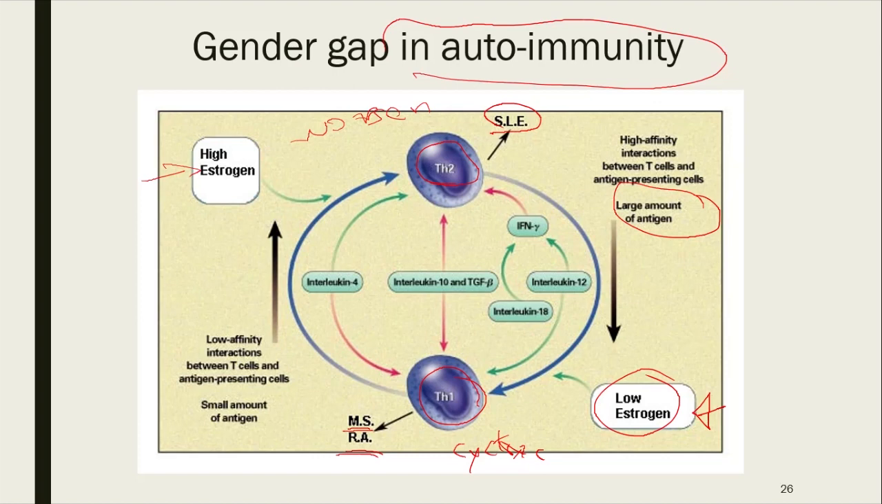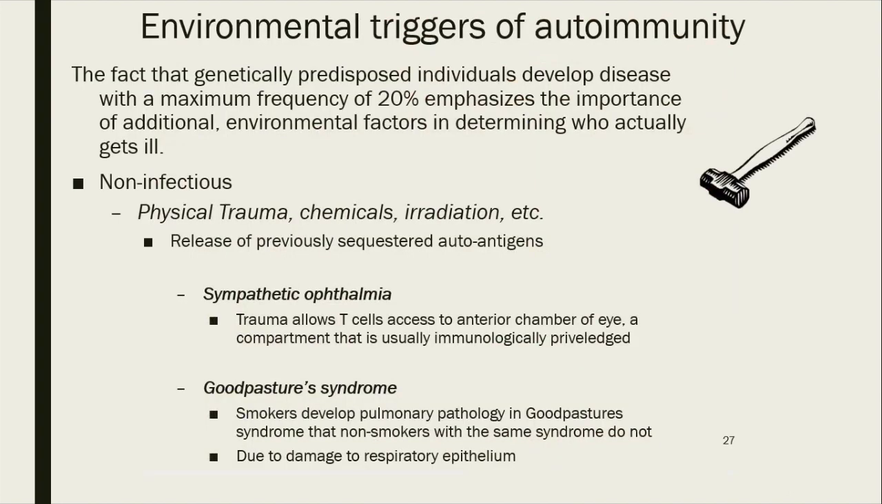Now, what can you do to help SLE? Things like estrogen blockers, those so-called tamoxifens, can help with the SLE conditions there. All right, so we will talk more about treatments later on. Along with the genetics and the gender differences, there are the environmental triggers.